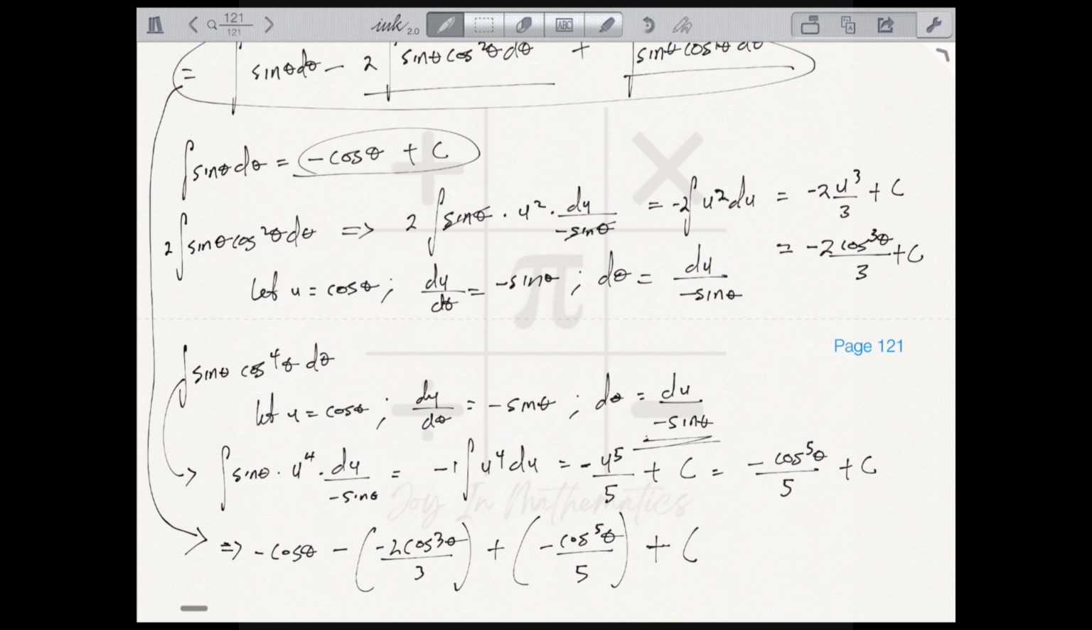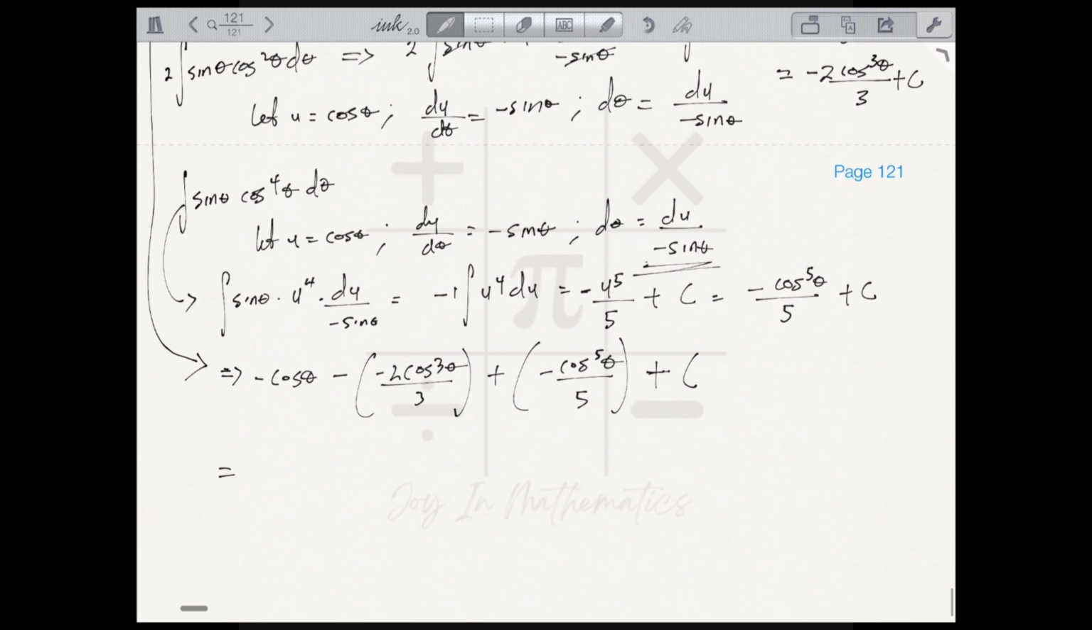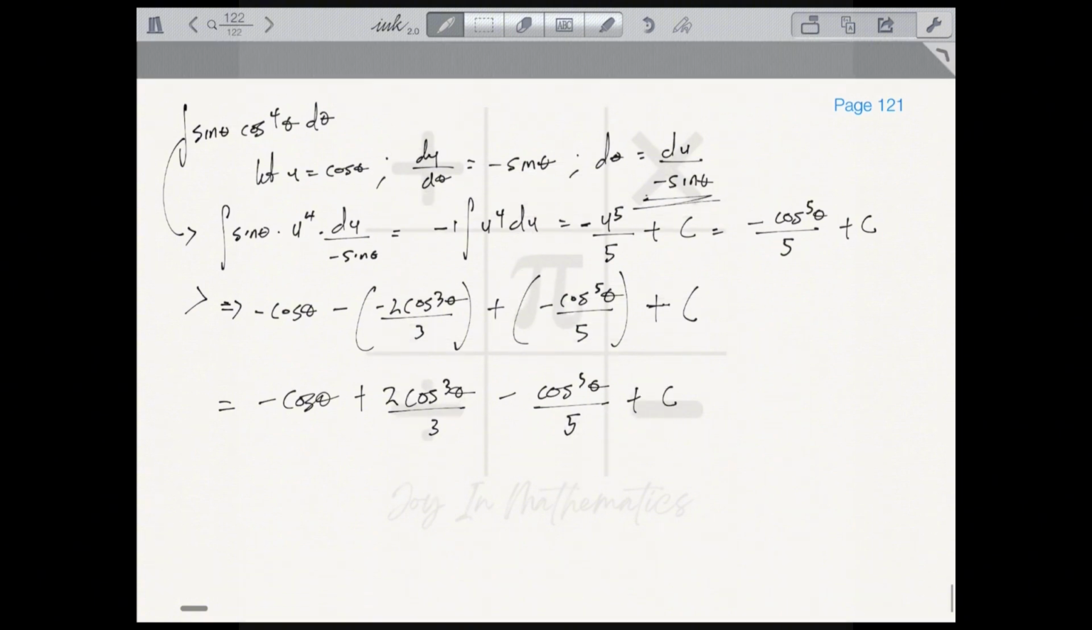Now this therefore is equal to cos theta minus cos theta plus 2 cos cubed theta over 3 minus cos raised to power 5 theta divided by 5 plus c. Now, we can come to a conclusion on how to integrate powers of sine. Let's come to that conclusion.